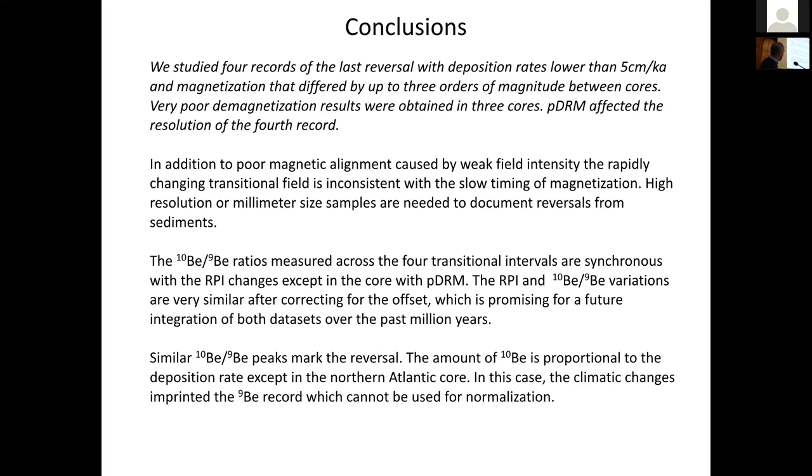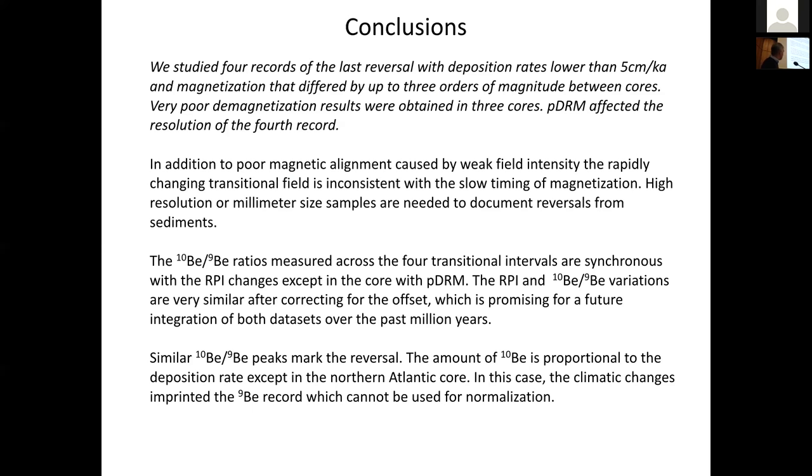On the RPI, the paleointensity records and the beryllium 10 over beryllium 9 variations are very similar after correcting for the offset, I forgot to mention that, which is promising for a future integration of both data sets over the past million years. And since beryllium 10 over beryllium 9 production fits mark the reversal, the amount of beryllium 10 is proportional to the deposition rate, except in the northern Atlantic core.